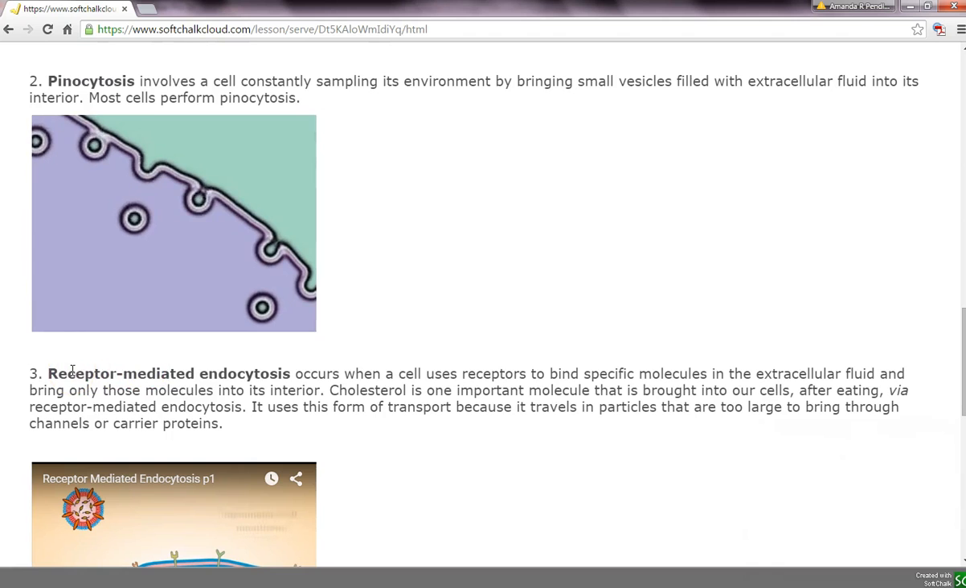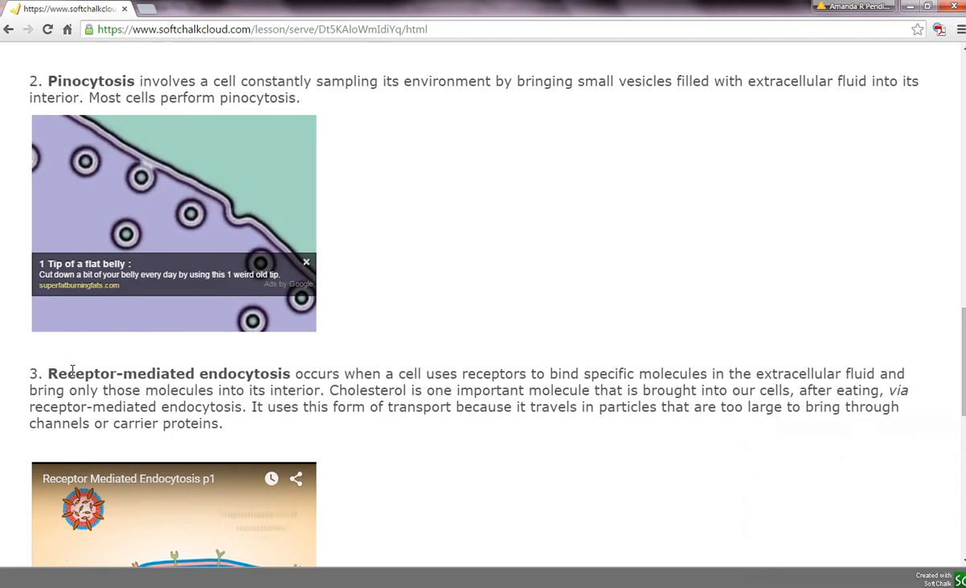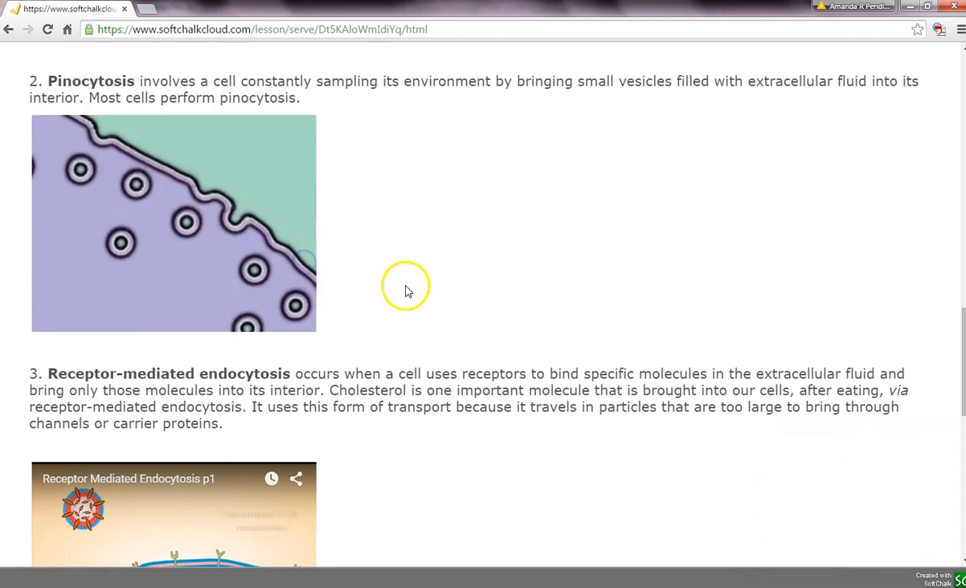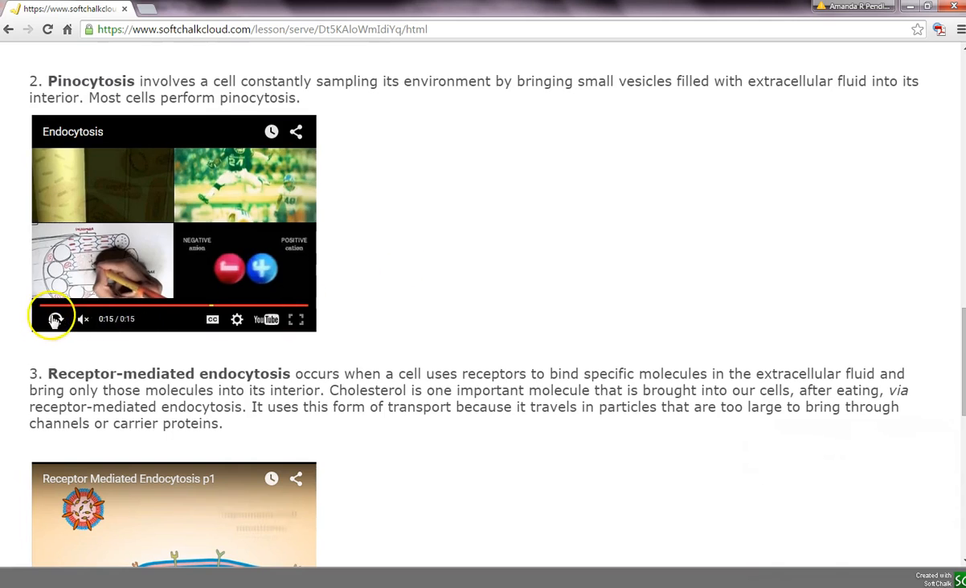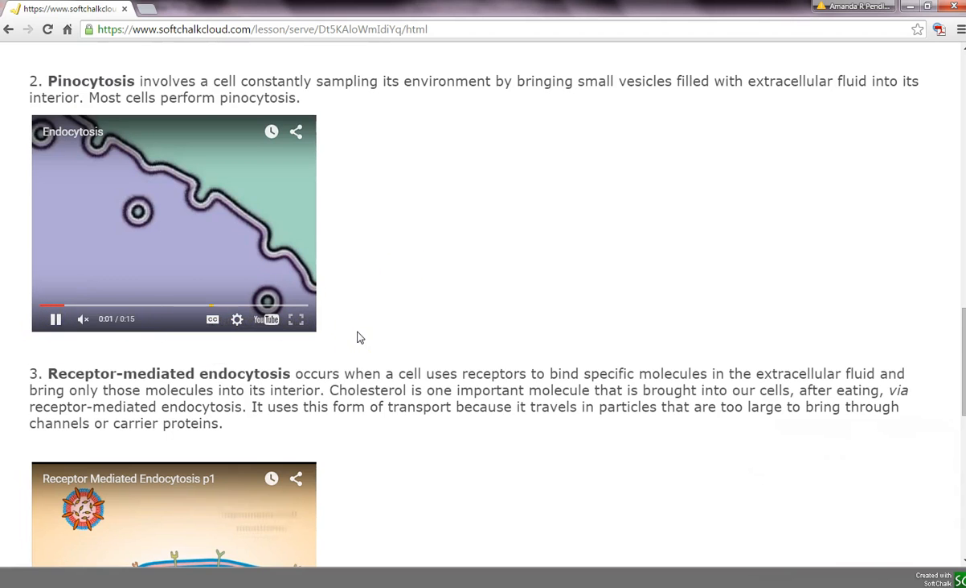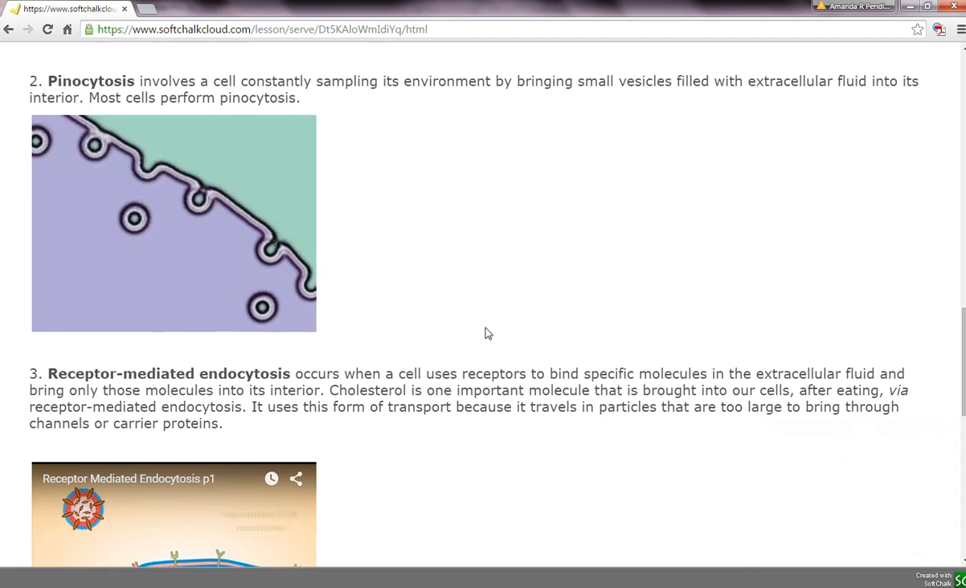Now, pinocytosis is different because the movements of the membrane are not as large. Here we're just pinching off little bits of membrane. So these are very small vesicles that are bringing contents into the cell. And a lot of times the cell is going to use this just to sample its environment, see what's out there. It's not trying to take a really large thing into it. It's just sampling what's out there.